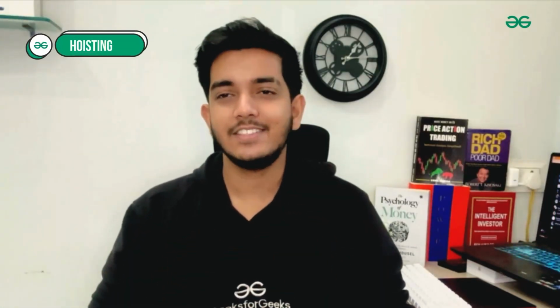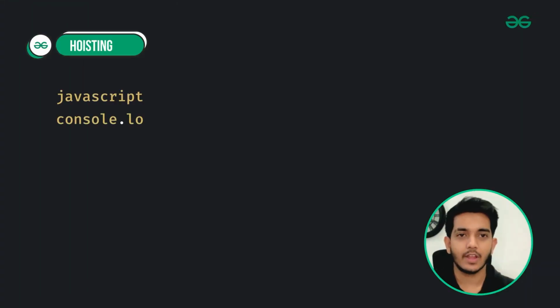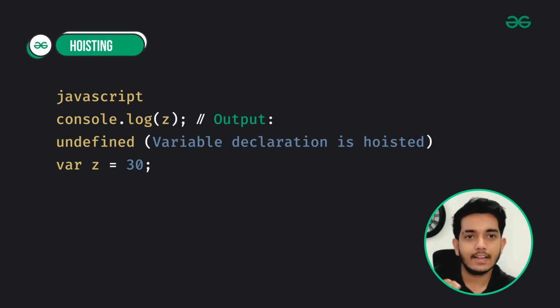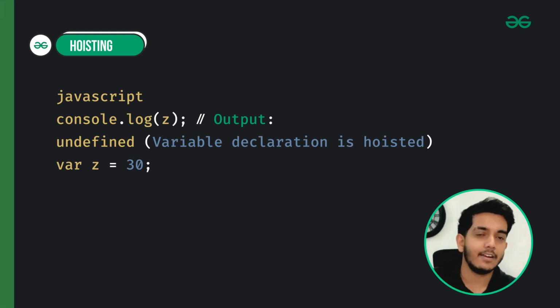And the third concept is hoisting. Hoisting is JavaScript's behavior of moving variable and function declarations to the top of their containing scope during compilation. Let's illustrate with the help of this example. Here you can see that even though we are trying to log z before the declaration, JavaScript moves the declaration to the top, giving us undefined instead of an error.